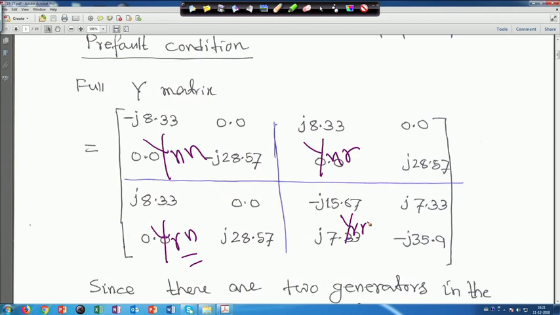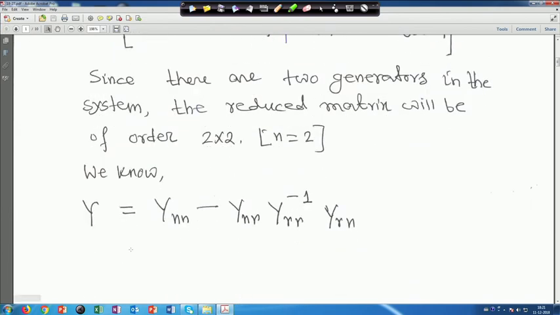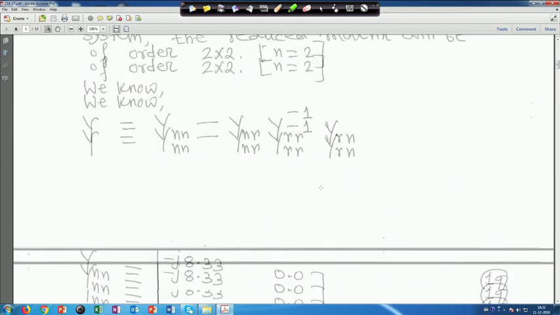And if you look into that, these two matrices are the same: j 8.33, j 28.57, and this is also j 8.33 and j 28.57, right. So, using the same formula for bus reduction, since there are two generators in the system, the reduced matrix will be of order 2 into 2. We know that Y is equal to YNN minus YNR, YRR inverse, into YRN.